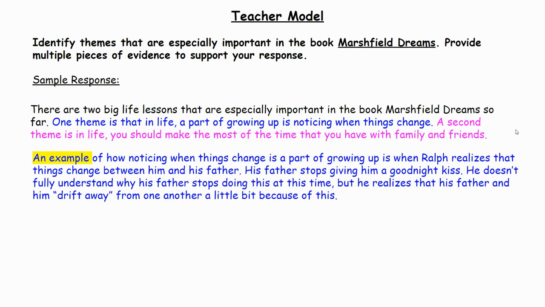Okay, so now you could see with the color coding that I'm going to be supporting my first theme that I identified in blue. So an example of how noticing when things change is a part of growing up is when Ralph realizes that things change between him and his father. His father stops giving him a goodnight kiss. He doesn't fully understand why his father stops doing this at the time, but he realizes that his father and him drift away from one another a little bit because of this. So I actually only gave one example here, but my response would be stronger if I gave another example.